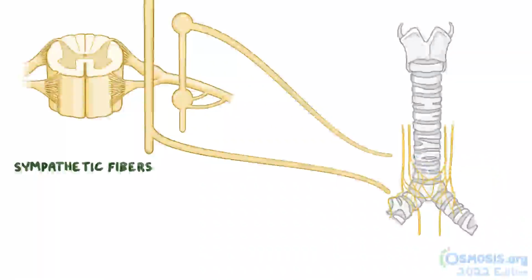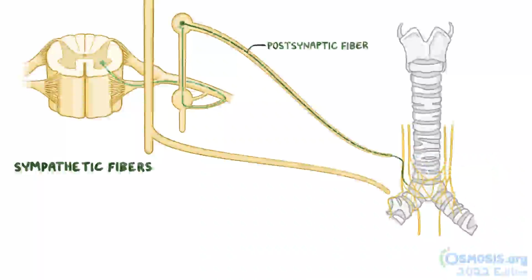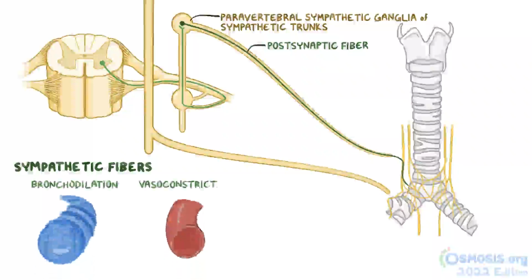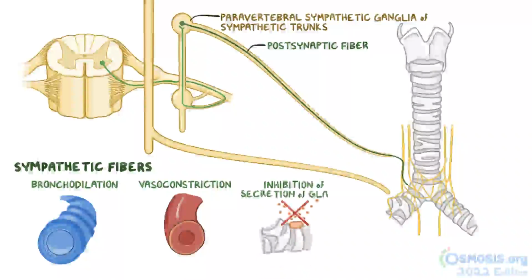The sympathetic fibers of the pulmonary plexuses are postsynaptic fibers. Their cell bodies are in the paravertebral sympathetic ganglia of the sympathetic trunks. The sympathetic fibers are active during the fight or flight mode, so they cause bronchodilation, vasoconstriction in the pulmonary vessels, and inhibit the secretion in the alveolar glands of the bronchial tree.